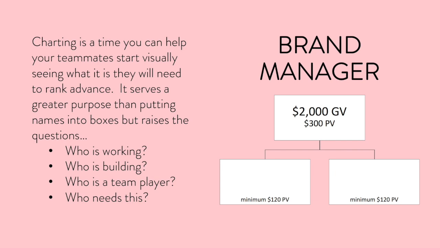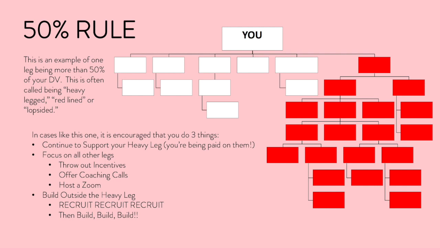Visually map it out rather than just plugging in names. You've got to really think this out. What does that look like? How much does it take to get there? Where are your holes and how do you fill them? All right, so this one is a scary thing, but I wanted to show you what a 50% rule would look like. All of those white boxes are not in your 50% leg.